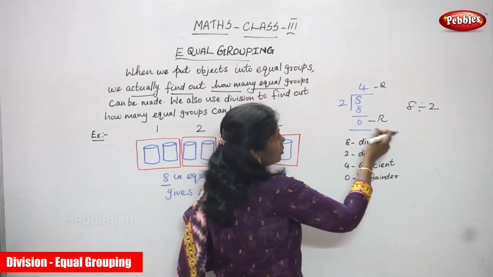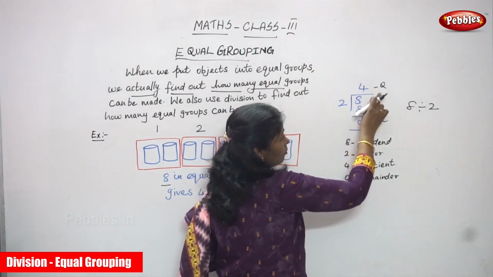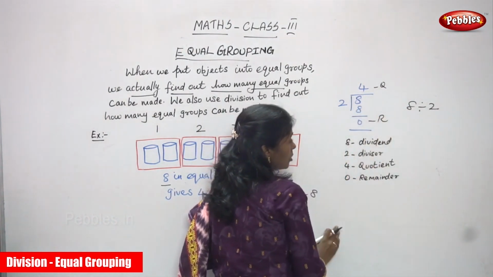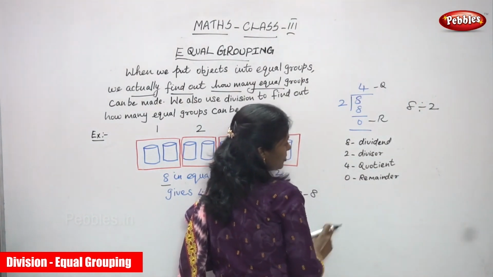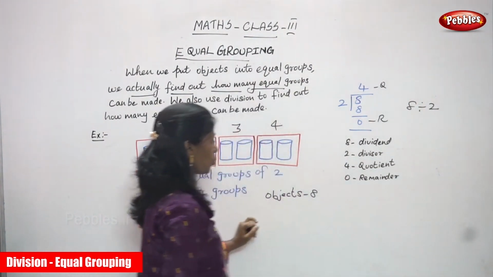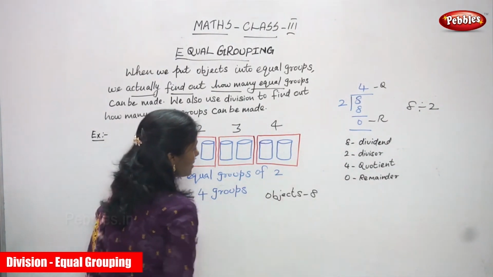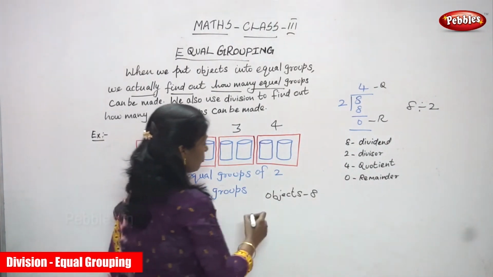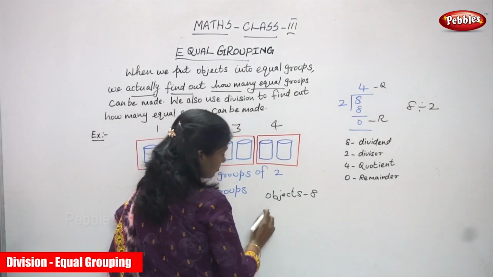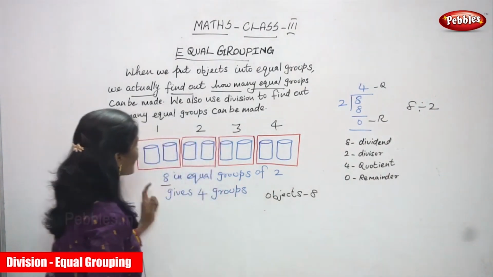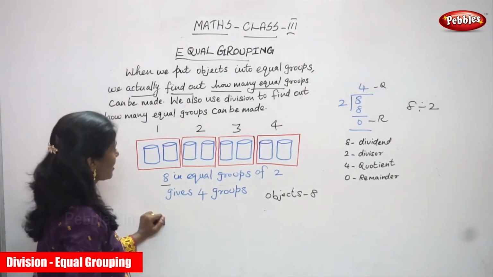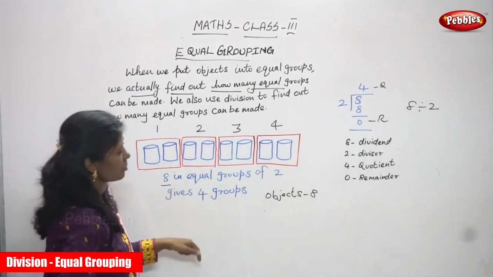That is 8 divided by 2. So 8 divided by 2, you get 4 as the quotient, and the remainder is 0. 8 is the dividend, 2 is the divisor, 4 is the quotient, and 0 is the remainder. So objects are 8, and equal groups means equal in each group. In each group there are 2 objects. That is, 8 in equal groups of 2.